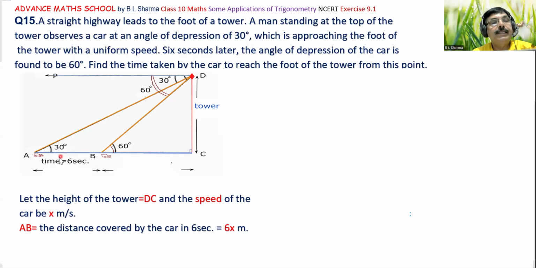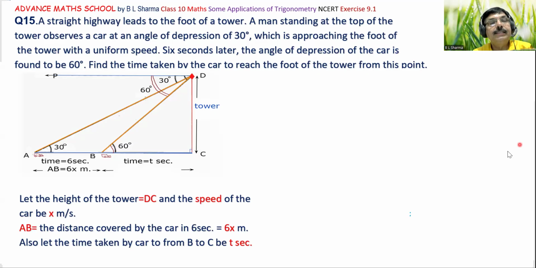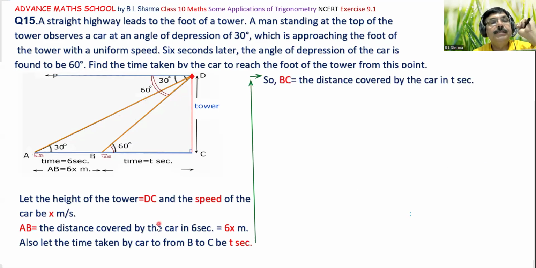देखिए टाइम है 6 सेकेंड और स्पीड है x, डिस्टेंस इज इक्वल टू टाइम इनटू स्पीड. सो यू कैन से दिस डिस्टेंस AB इज इक्वल टू 6x मीटर. सिमिलरली हमने ये सपोज किया कि लेट टाइम टेकन फ्रॉम B टू C इज t सेकेंड, कोई भी वेरिएबल सपोज कर लीजिए. So again the distance BC is equal to time into speed. We know that time is given t and speed is given x. So B to C is tx meters.